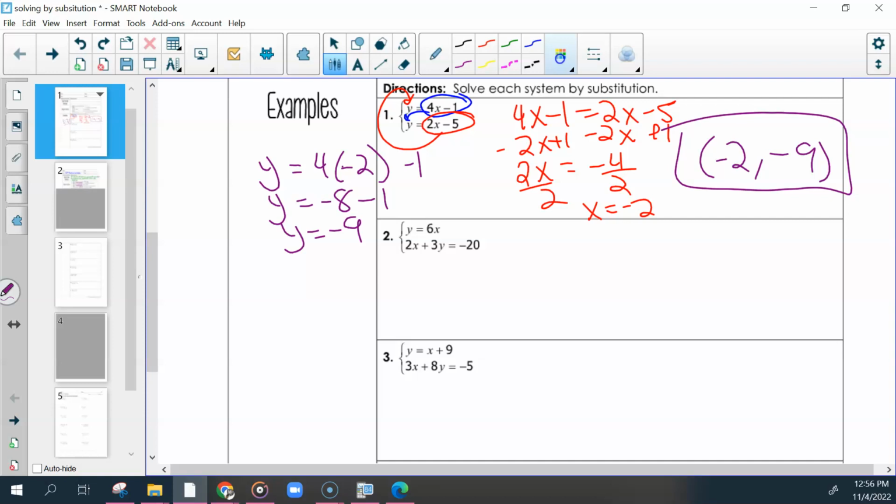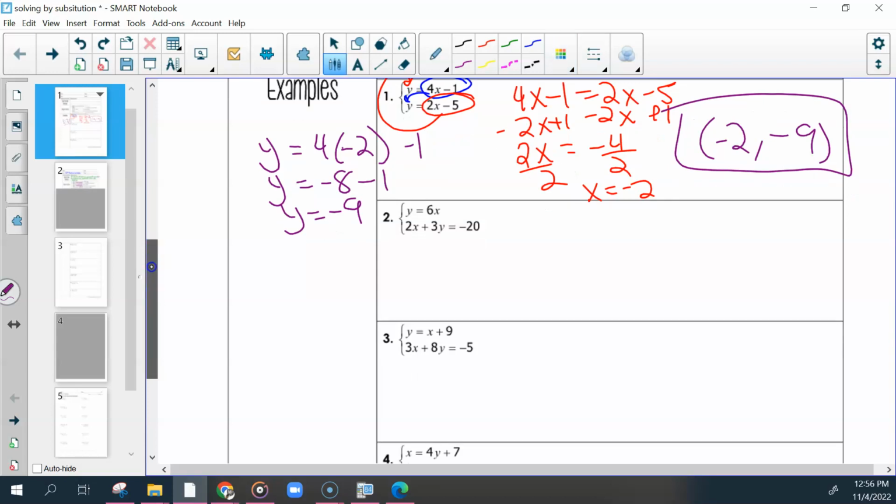So there will be some problems that you see like this. Majority of the problems you see for this will be more like 2, 3, and so on and so forth. But you will see some of those, so you'll need to know how to do them. We're going to skip 2, move on to 3.